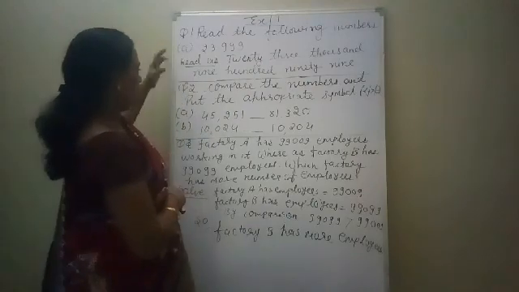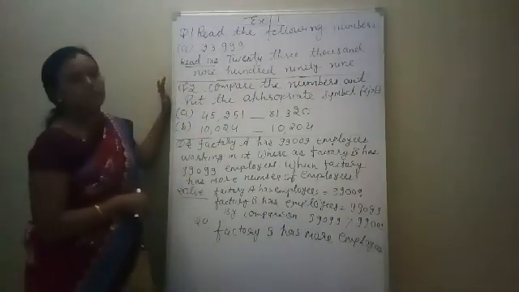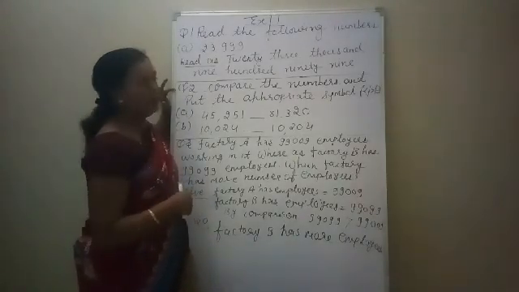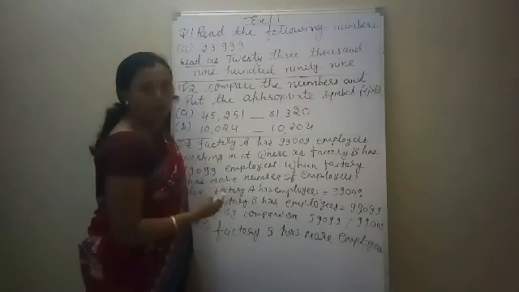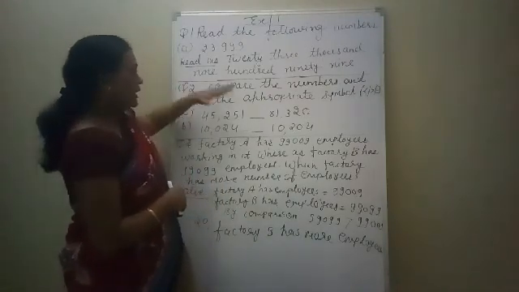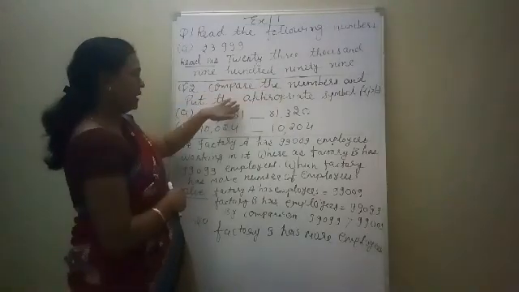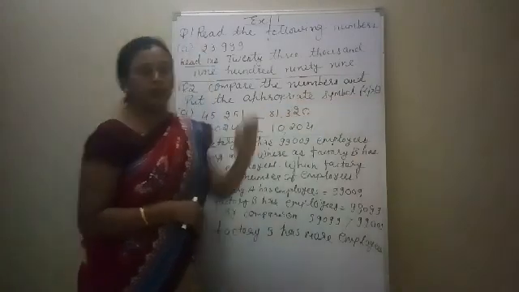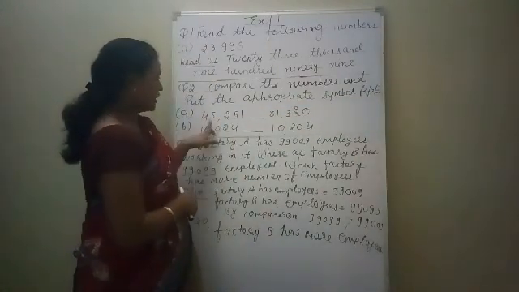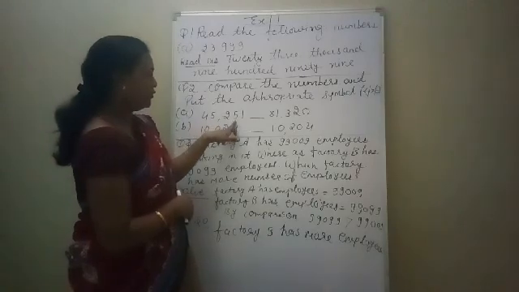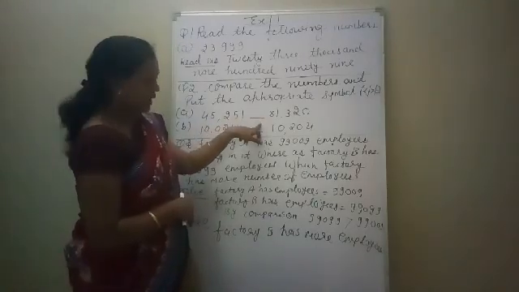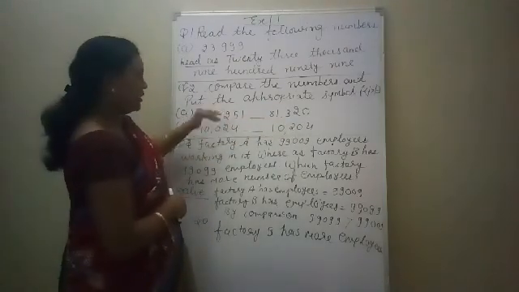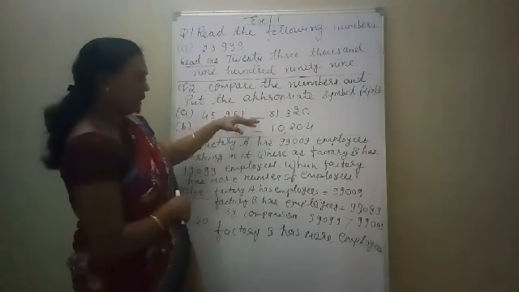23,999. Now come to question number 2, which is based on comparison of numbers. In the previous video, I told you about the rules of comparison of numbers. So the question is: compare the numbers and put the appropriate symbol, which is less than, greater than or equal to. There are two questions. Number 1, 45,251 dash 81,320. So here you identify which number is bigger or which number is lesser.